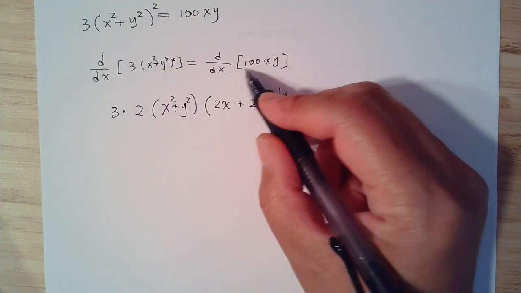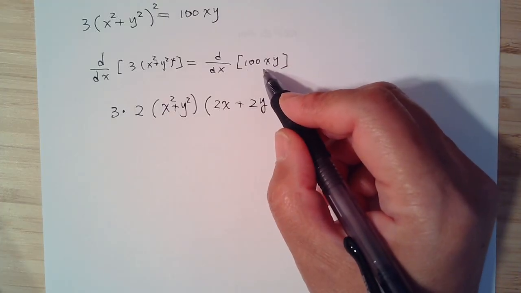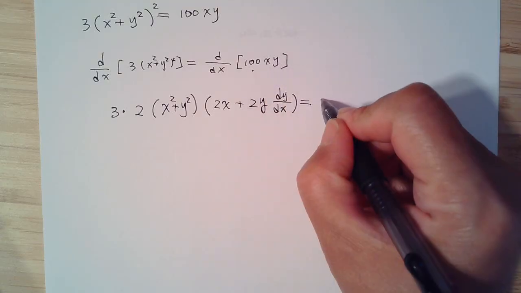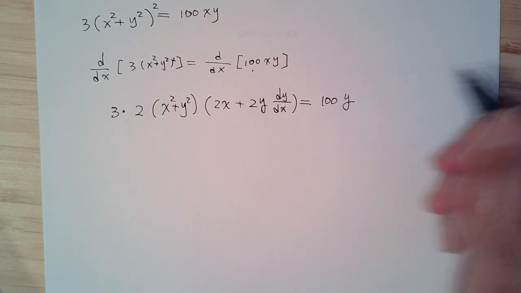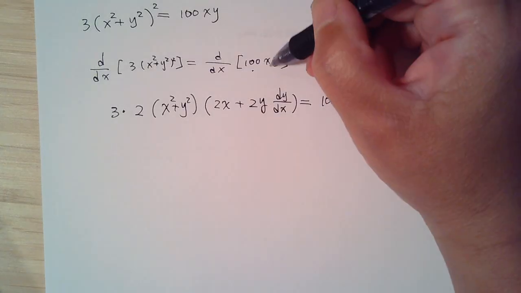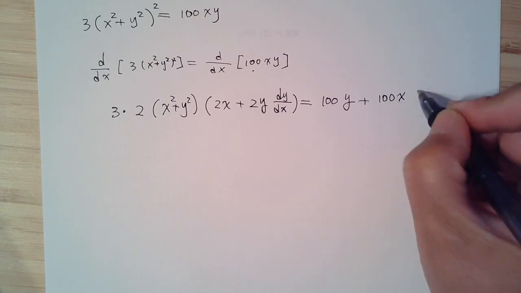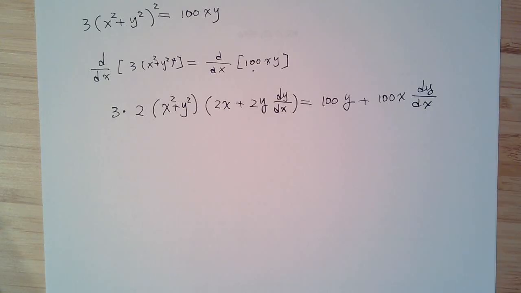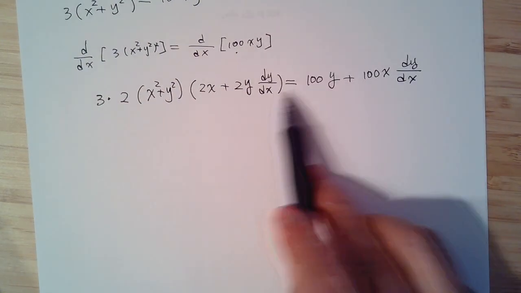Okay. Now the right side is multiplication. We can just treat 100x as one, like the f and the g. So the derivative of that is 100x, derivative is 100, and then y, okay? Plus the derivative of this, so I copy this 100x and then dy over dx, the product rule, right? All right, so I need to solve for dy over dx.